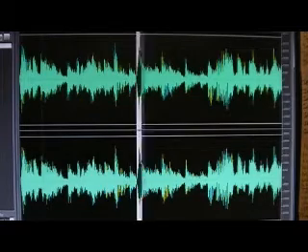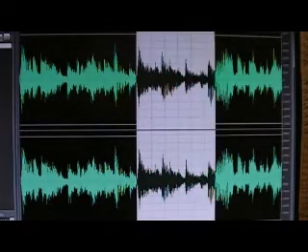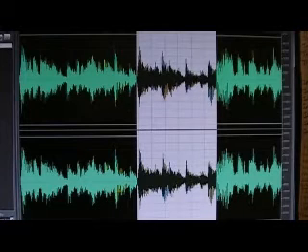Now what I want is that lead right there. So I'll pick that out, and what I'll do is I'll loop it so that it'll keep playing over and over again. Drive the neighbors crazy.